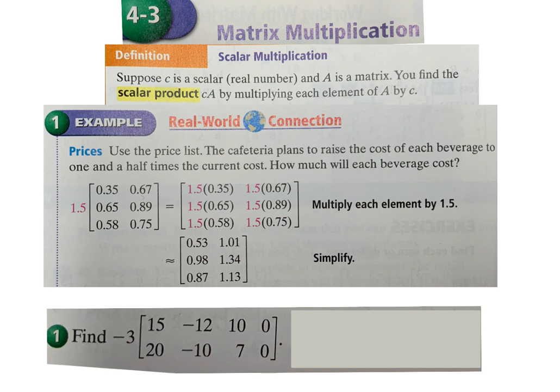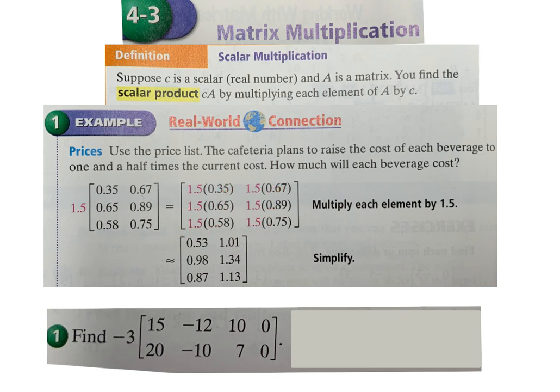All right. It says, suppose C is a scalar or a real number and A is a matrix. You find the scalar product, CA, by multiplying each element of A by C. They give you this big example with all of these decimals. So 1.5 times all of these other decimals here. It's basically like distribution. You're going to say 1.5 times the 0.35, 1.5 times this, and so on and so forth.